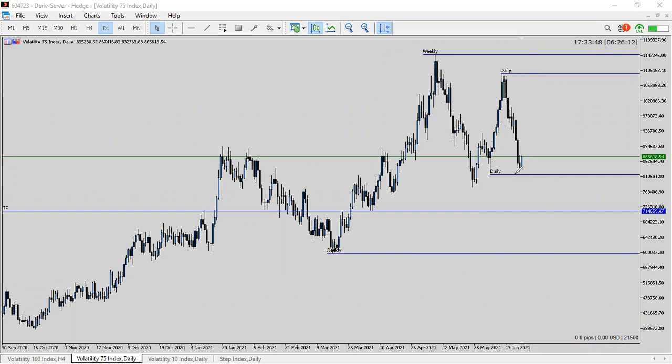So overall, looking at volatility 75 on the daily chart, we would expect it to come back into around this zone and then look for that downside from there, targeting obviously the low firstly, then this low, and then obviously this level here. So I have sort of 1, 2, 3 targets that I would be looking at.